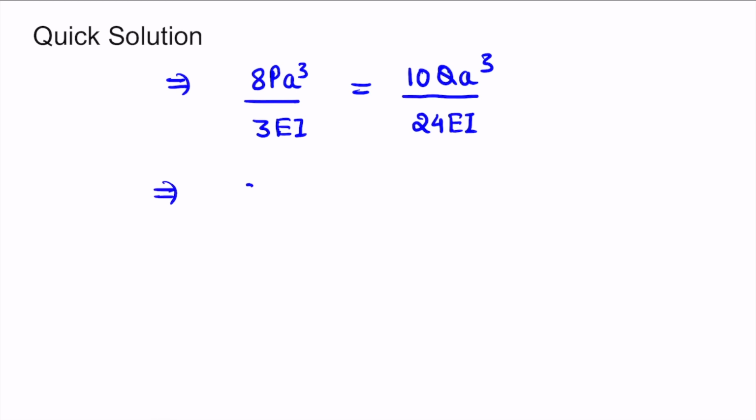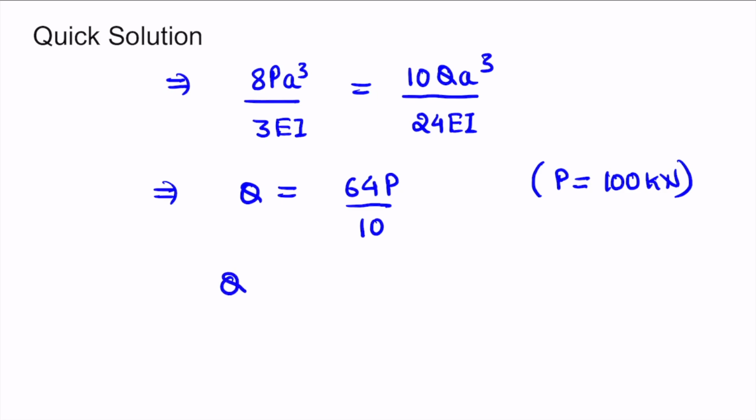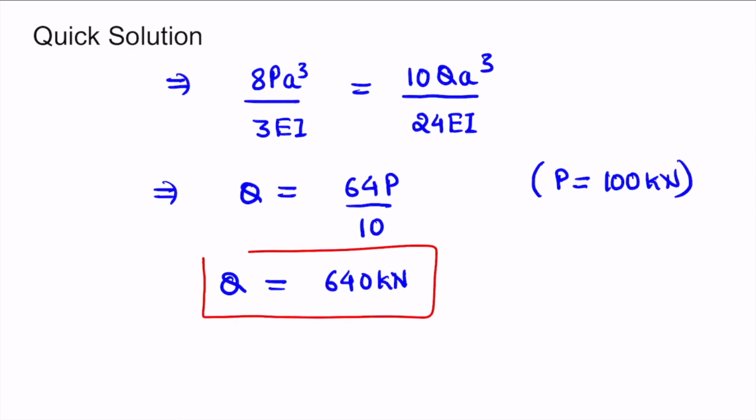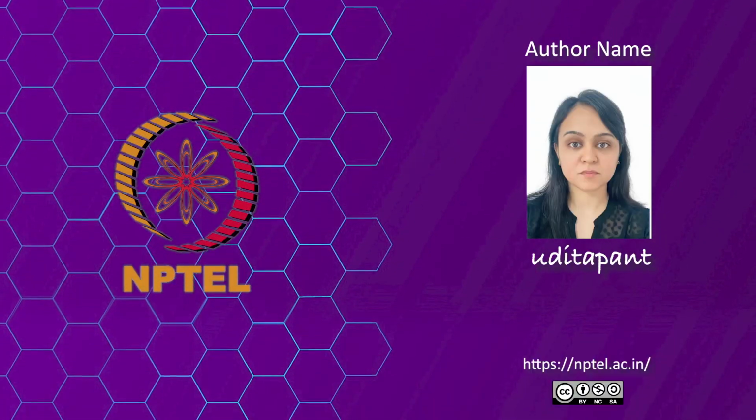After solving this, we get the value of Q as 64P by 10. And what is the value of P? It is given to us that P is 100 kilonewton. So Q will automatically be in kilonewton. So the value of Q will be 640 kilonewton. So this is what we have to calculate. So we have the solution now. The value of Q is 640 kilonewton.